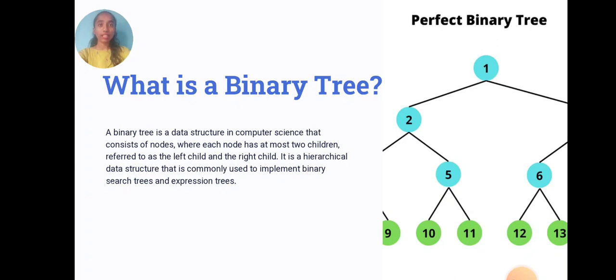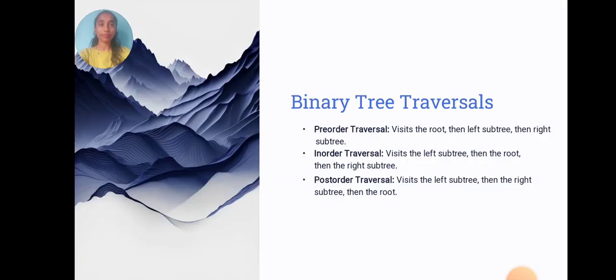A binary tree is a data structure in computer science that consists of nodes, where each node has at most two children, referred to as the left child and right child. It is a hierarchical data structure that is commonly used to implement binary search trees and expression trees.